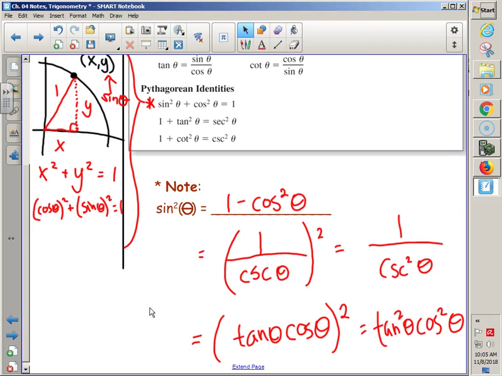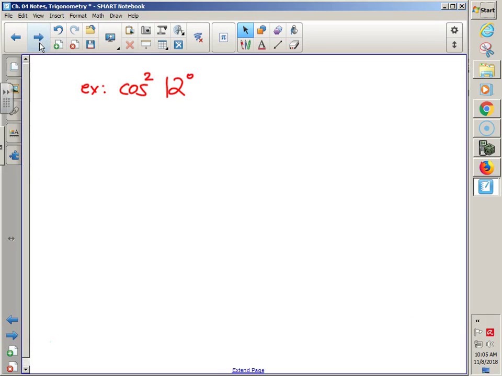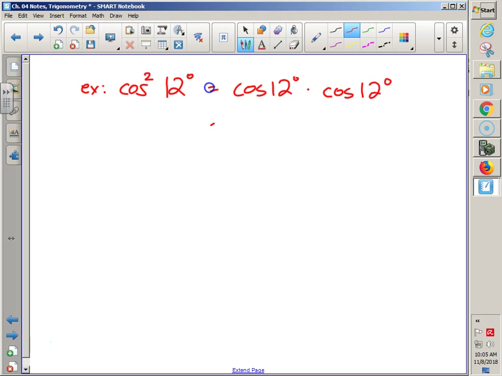But long story short, when you have cosine squared of 12, what does it actually mean? It doesn't mean cosine of 144. It means cosine of 12 times cosine of 12, or cosine of 12 squared. Okay?